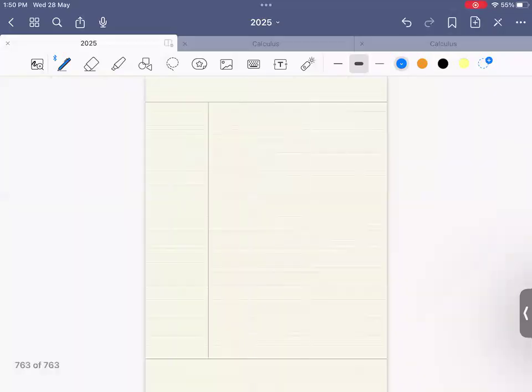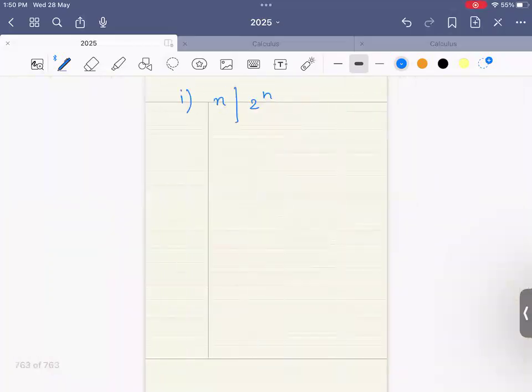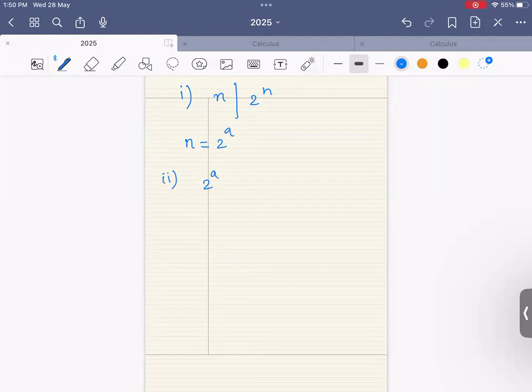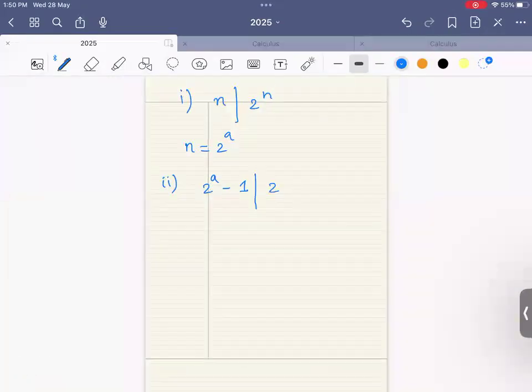The first condition says that n divides 2 to the power n, right? So n divides 2 to the power n essentially tells you that n must be of the form 2 to the power a, since any divisor of a number of the form 2 to the power n must be of the form 2 to the power a, right? Now the second condition says that n minus 1, which is 2 to the power a minus 1, must divide 2 to the power n minus 1. And 2 to the power n minus 1 would mean, n is now 2 to the power a, this minus 1, right?